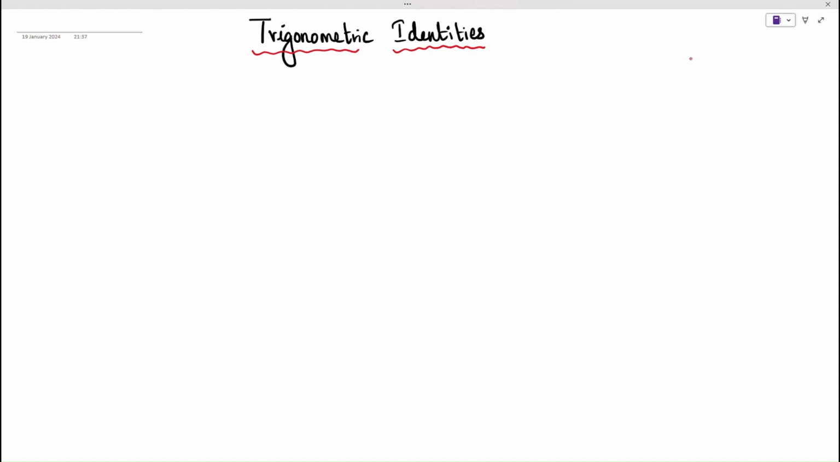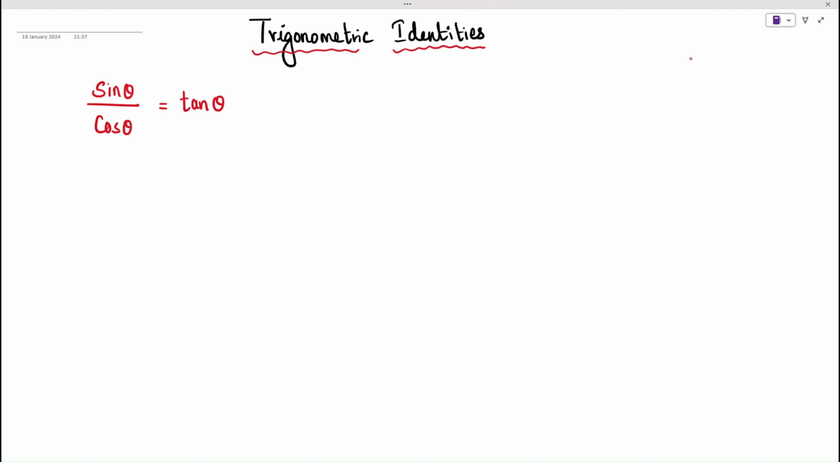The first one being sine theta over cos theta is equal to tan theta. You can always check this with your calculator: choose a value for theta and sub it in as sine theta over cos theta, and it'll always be the same as the values you get for tan theta.